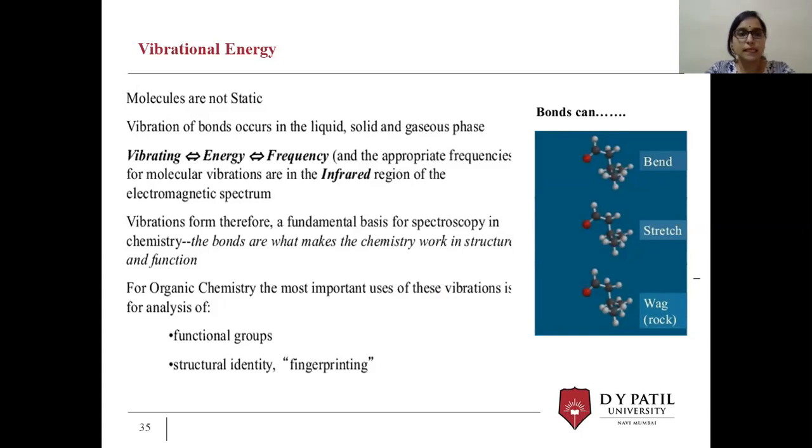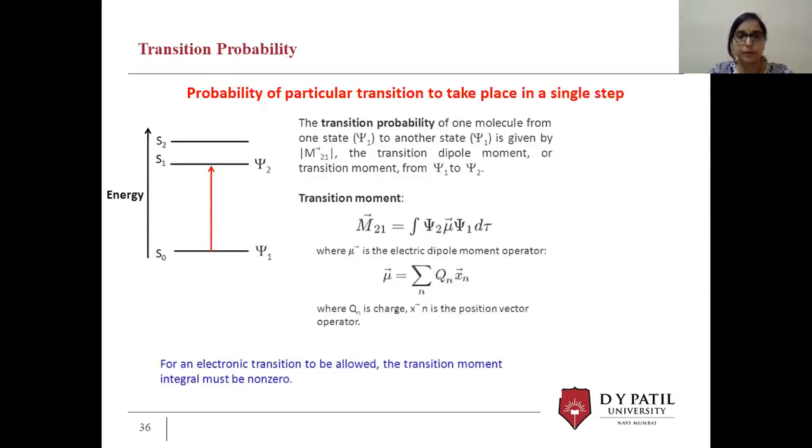Now, we can say that vibration of a bond occurs in all three states of matter: liquid, solid, and gas. So how does vibration help us with spectroscopic techniques, and what information can we get? We can get functional group determination, we can get structural identity, especially fingerprinting, which comes under vibrational energy spectroscopy.